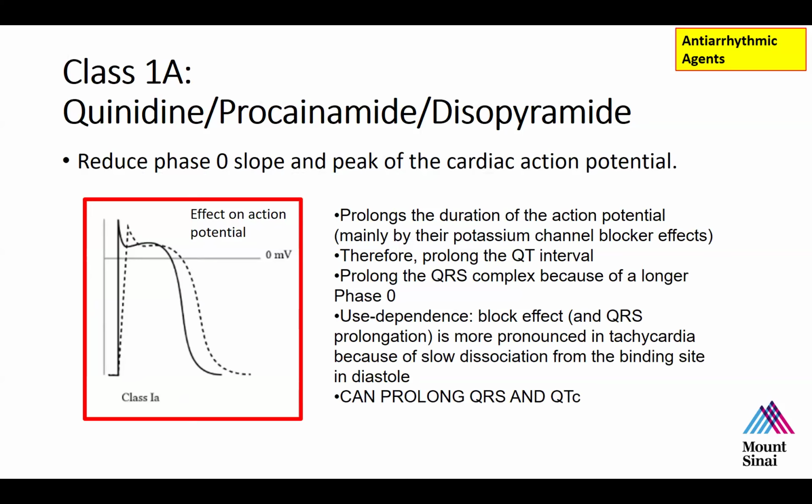They are use dependent, meaning that the effect is more pronounced when patients are in tachycardia because of slow dissociation from the binding site in diastole. So again, very importantly, when patients are given these agents, one needs to monitor both the QRS and the QTc, because both would be expected to be affected by the use of these agents. Okay.